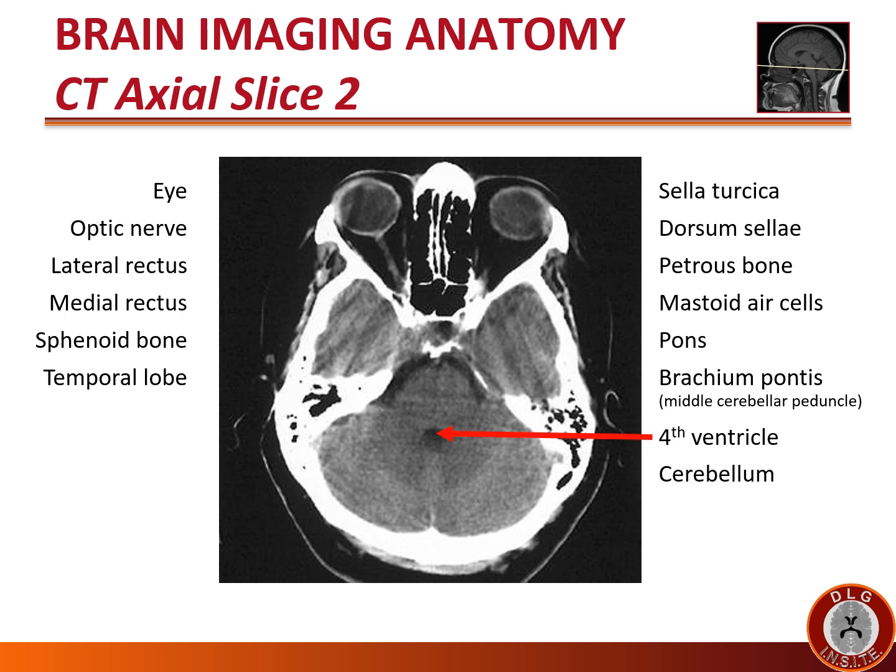The fourth ventricle lies anterior to the vermis of the cerebellum and posterior to the pons. It is black because it consists of cerebrospinal fluid.